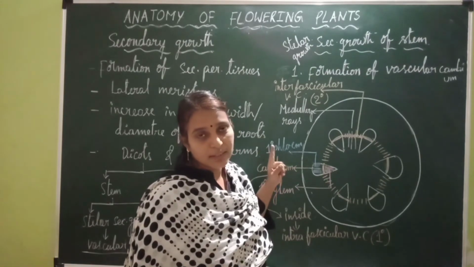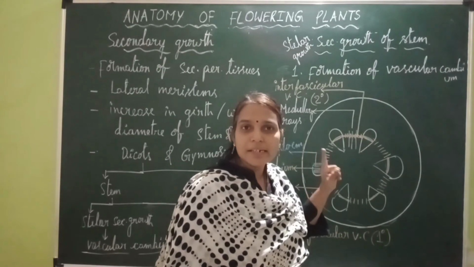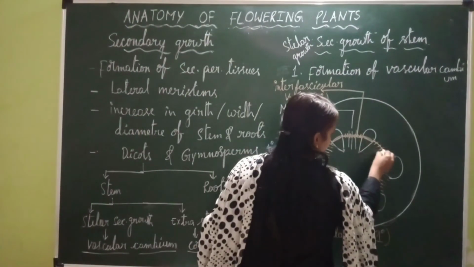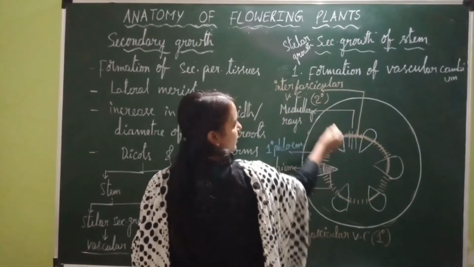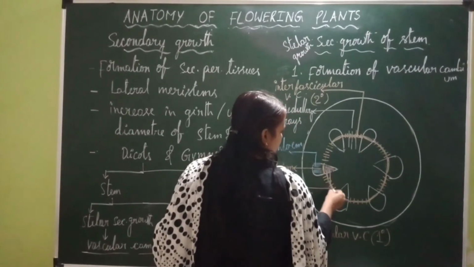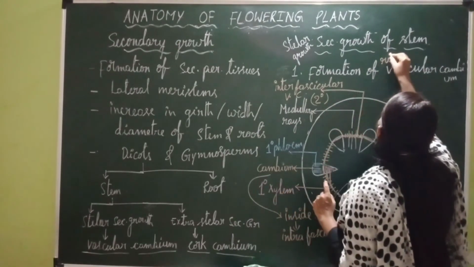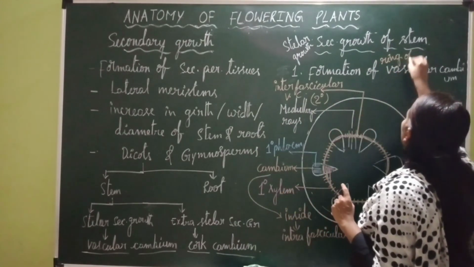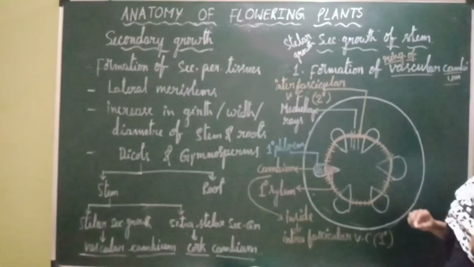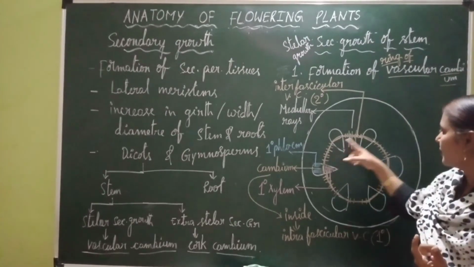Why is it called interfascicular vascular cambium? Because it is formed between the vascular bundles. Right? Now, after formation of interfascicular vascular cambium, which is secondary in origin, the intra and interfascicular vascular cambia join together to form a complete ring of vascular cambium. So, this is formation of the vascular cambial ring, the process of formation of vascular cambium. Now, let's study the next step, that is activity of vascular cambium, right?